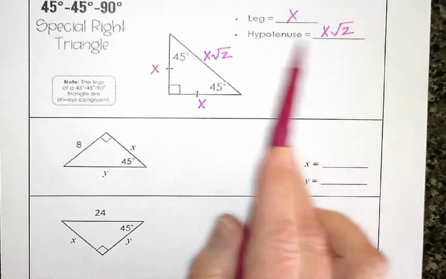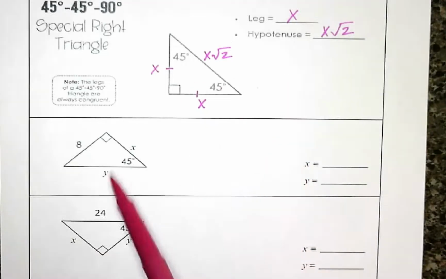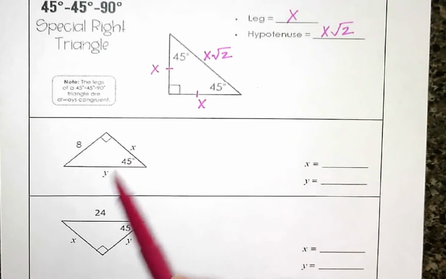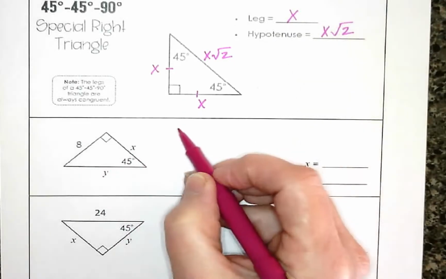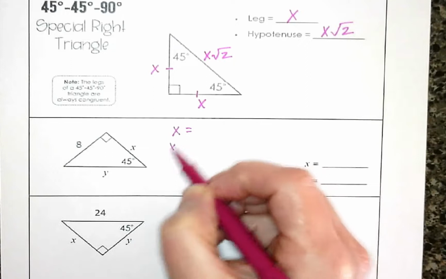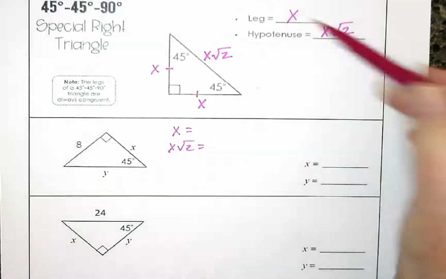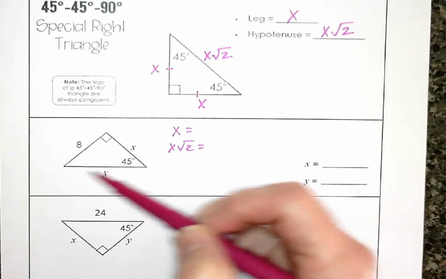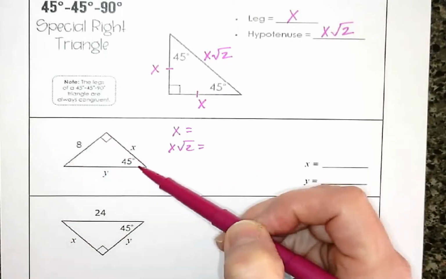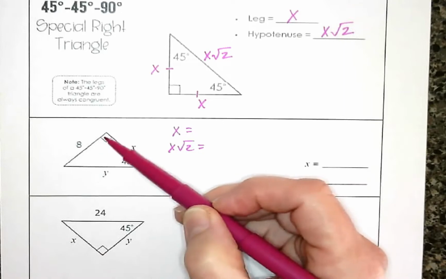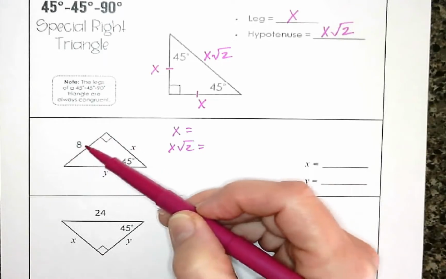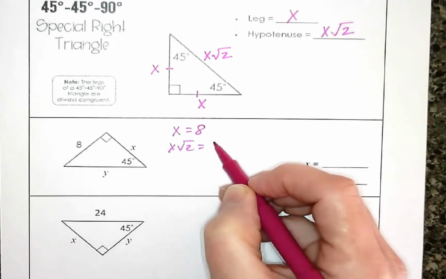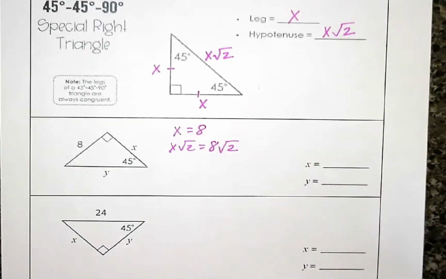Sometimes the x in our little formulas up here gets confused with the x's and y's down here, so I would ignore those right now and just focus on what you have. I write my two little equations up here, knowing that x is the leg. When I look at this picture, is 8 a leg or the hypotenuse? It is a leg, because it's attached to the 90. So 8 is the leg. That's always going to be x. If x is 8, the hypotenuse is going to be 8 square root of 2.